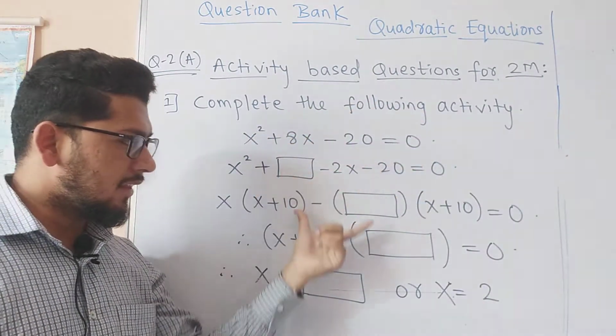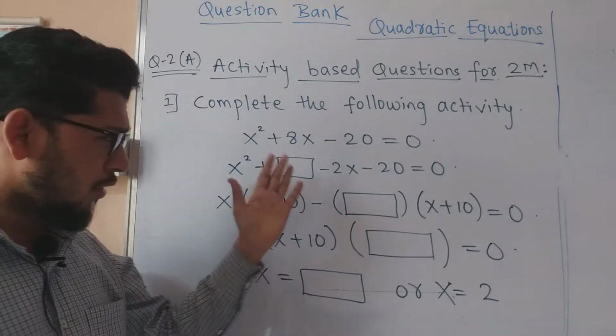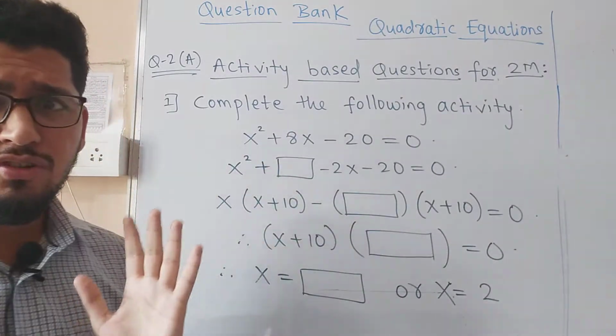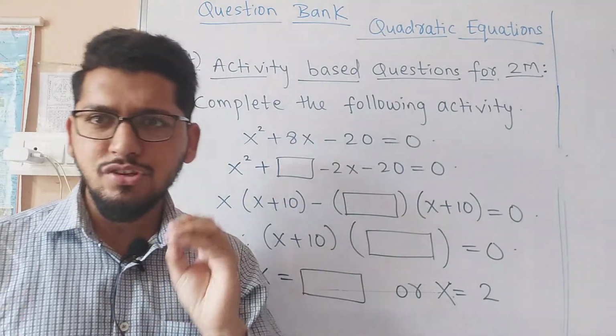The equations and the boxes are given here, and the question is given here. We just have to fill the boxes. So the activity based question is very simple. Half of the solution is already given, and we only have to do the other half.